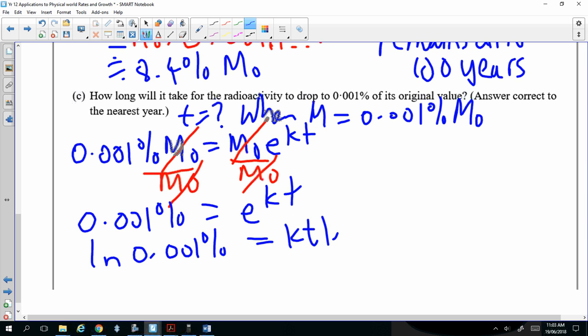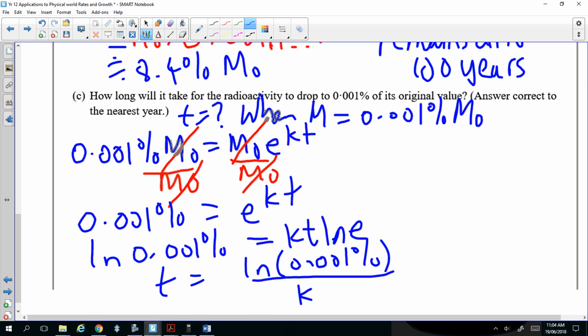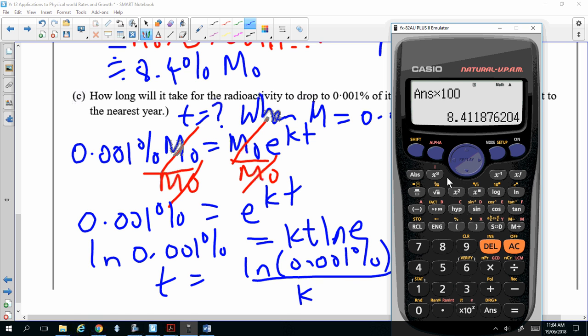Let's do that. ln 0.001, but there's a percentage button: Shift, bracket gives you the percentage. Close bracket, divide by, remember what A is. A is the decay constant. Equals 465 years to the nearest year. So 465 years for it to drop to that level.